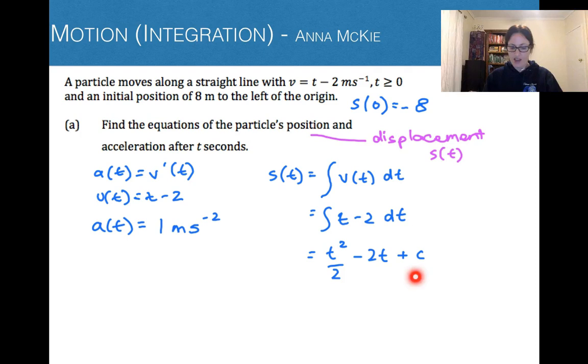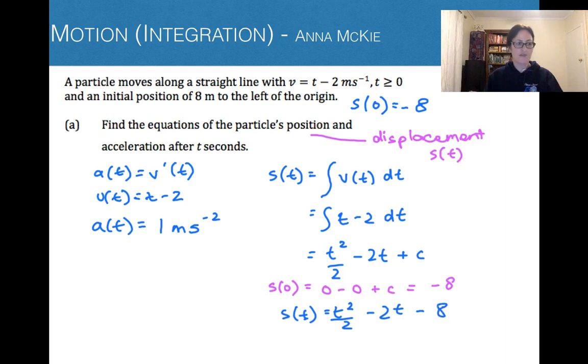That's not the end of our function, because we would like to find out what this plus c is. So we use the fact that was in the original question, that s of 0 is equal to -8. How we write that is s of 0, so where you see a t, you're subbing in a 0: 0 plus c is equal to -8. Then we can rewrite our function completely: t squared on 2, take 2t, subtract 8. And that is the equation for the particle's position, or the displacement function.